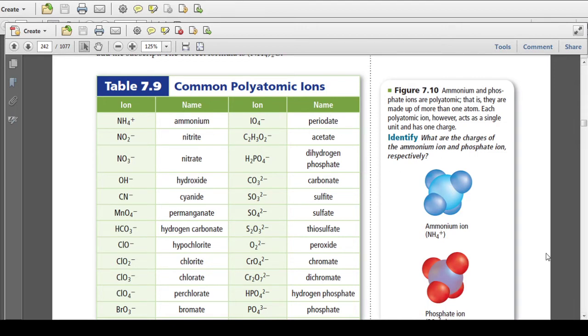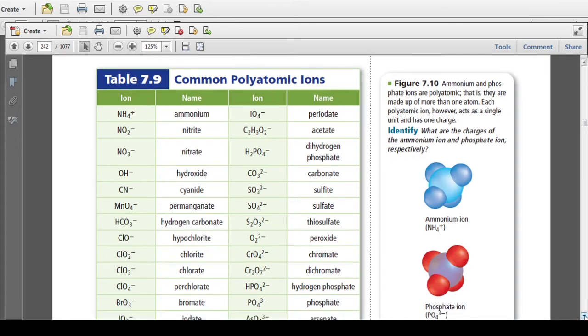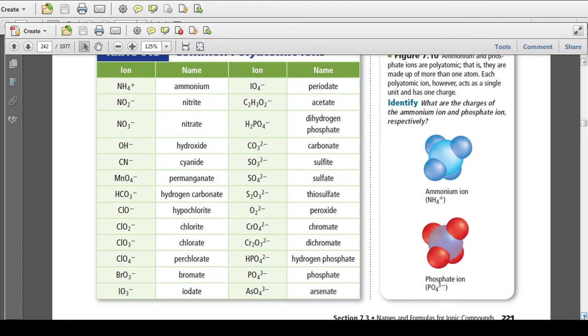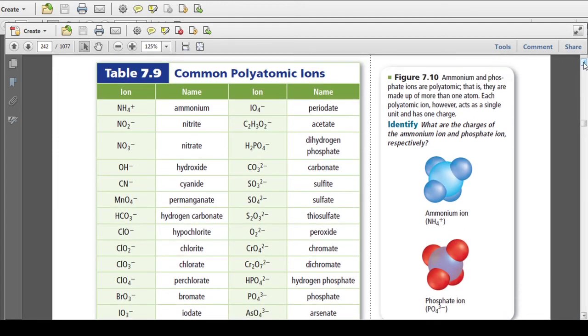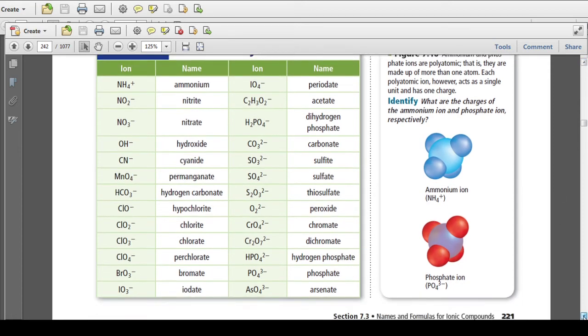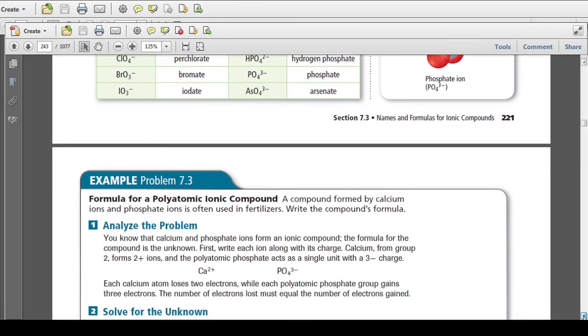Now, I'm not going to go through all these polyatomics. I'm just going to let you get familiar with them. That's going to be a you thing. It's just going to take some time to identify them and how they work. Practice, practice, practice.